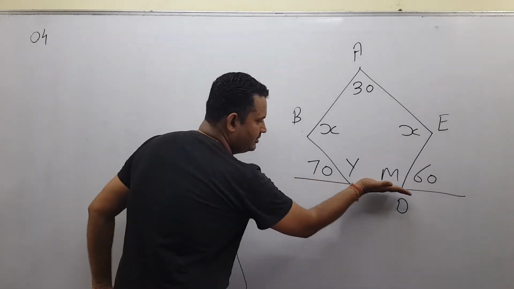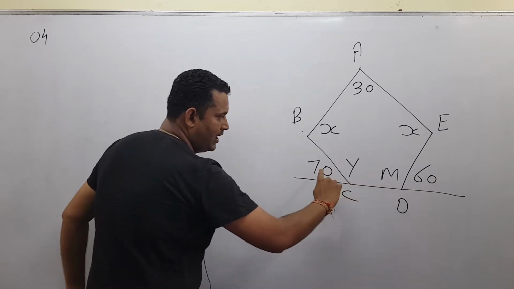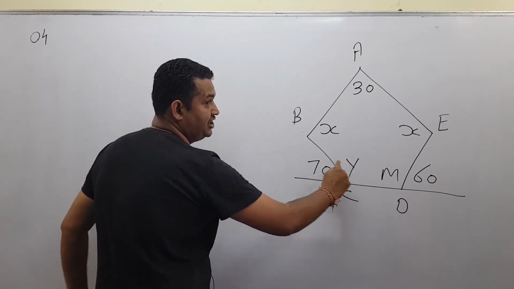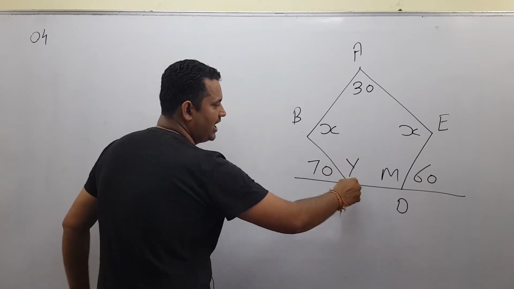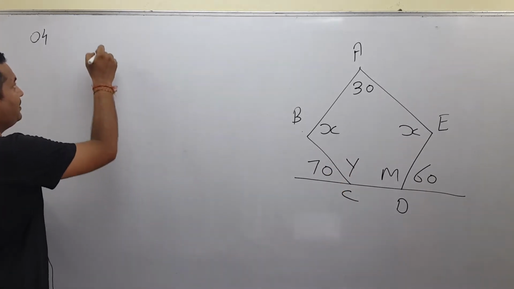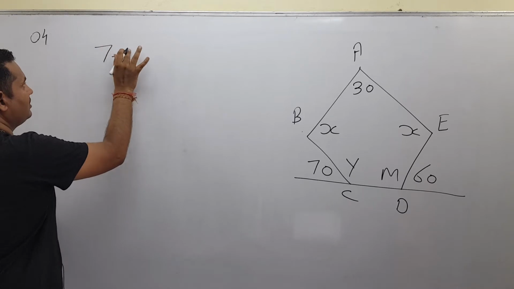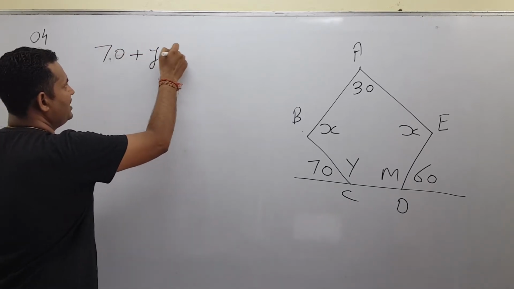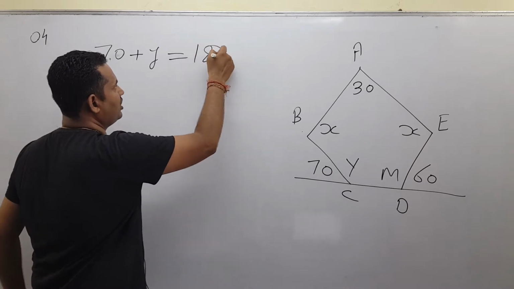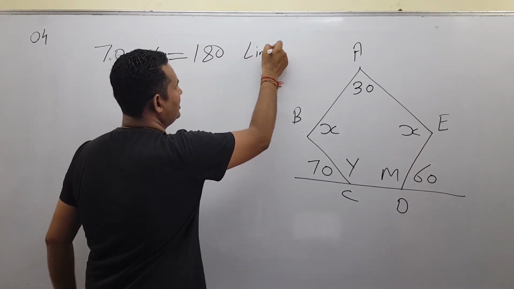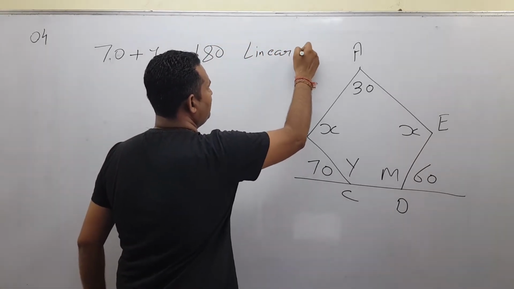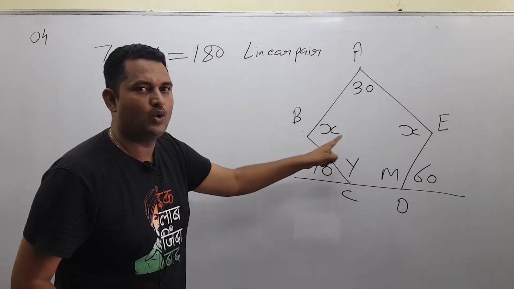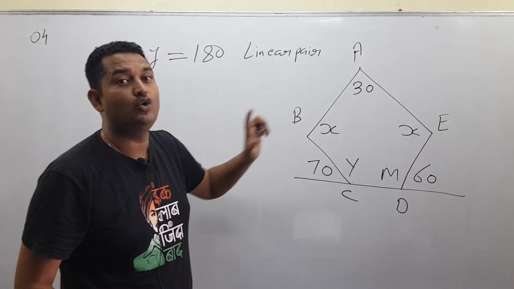This is a straight line. And 70 plus y is a linear pair. 70 and y makes linear pair. You all know that in linear pair, 70 plus y will make always 180 degree. This is what we call linear pair. इसी को हम linear pair बोलते हैं बच्चे. Linear pair होता है ना, 70 plus y is equal to 180.